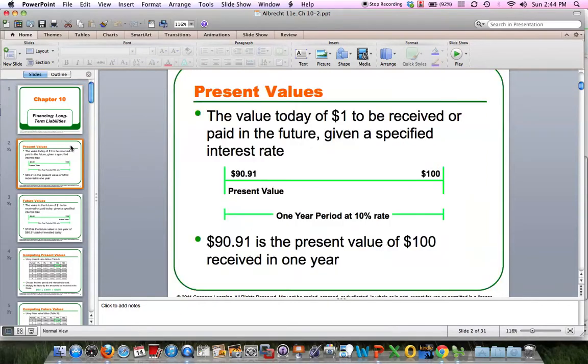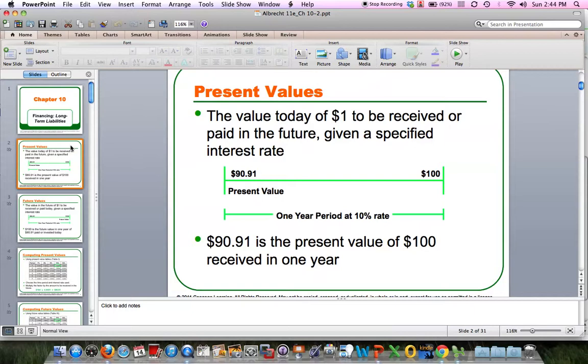Before we get too far into that, though, we should talk about present values and the concept of present values. They start to talk about this in your book on page 448, and just the concept that money grows over time. If we invest it, we get a rate of return. That money today is worth more in the future.